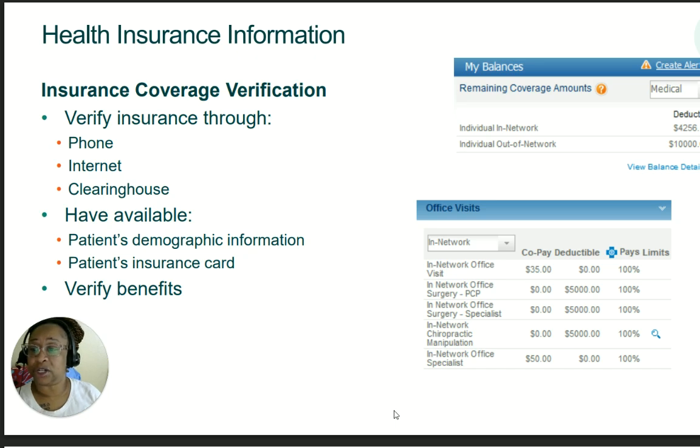Also have the patient's demographic information, patient's ID, or insurance card information to verify the benefits. You will always need that available if you're making a phone call and even when using the portals. They will require that information to give you valid information.